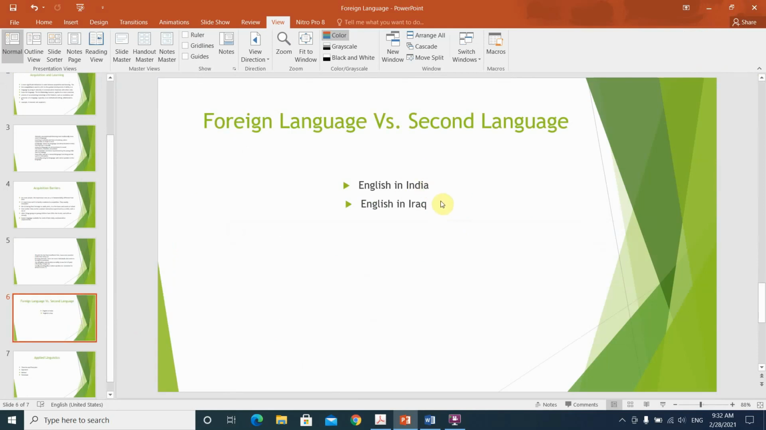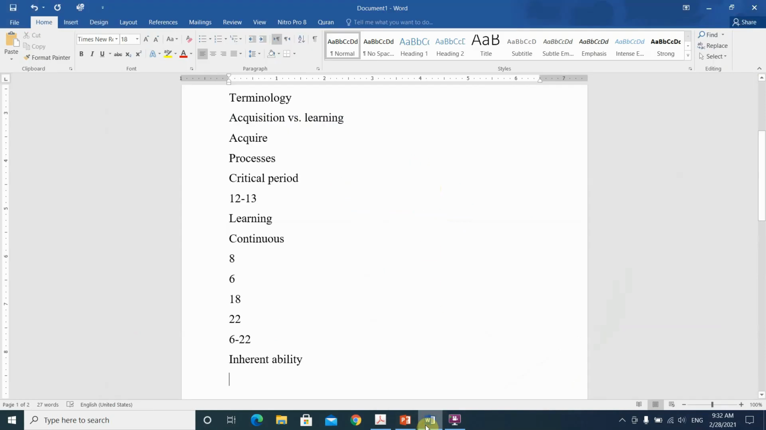English in India and English in Iraq. Now, is English in Iraq a second language or a foreign language? Is English in India a second language or a foreign language? This is very important in order to know the difference. First of all, نعرف احنا second language, by the way, second language is almost first language. Why? Why do we say so?